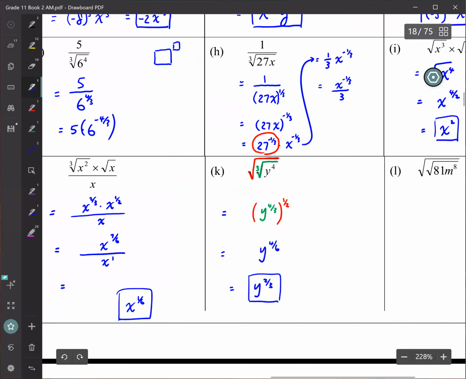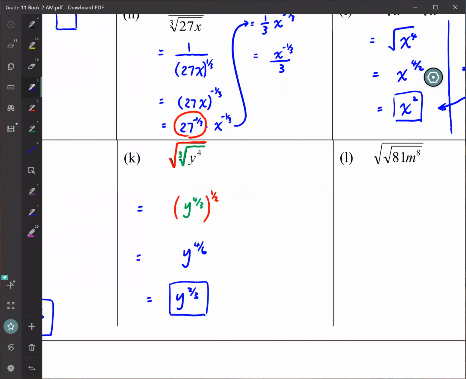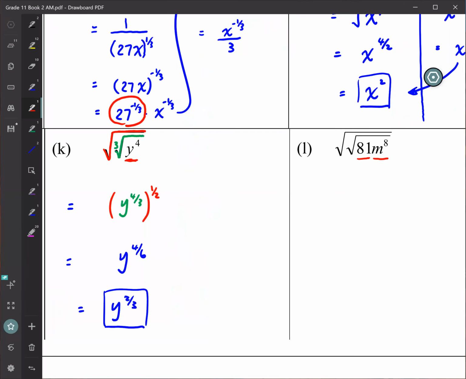All right, question L is similar to K. I'll leave this one all to yourself, but it's a little bit different because the inside is not just one term. Question K only has y to the 4. But for question L, it has two parts. So think about what difference it will make. You can raise your hand when you finish L as well. Go as far as you can to simplify.